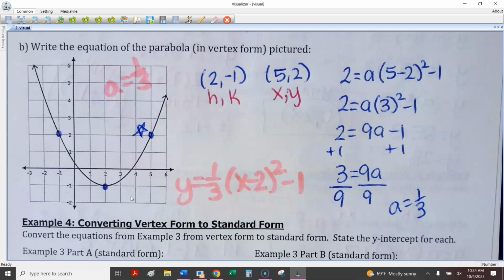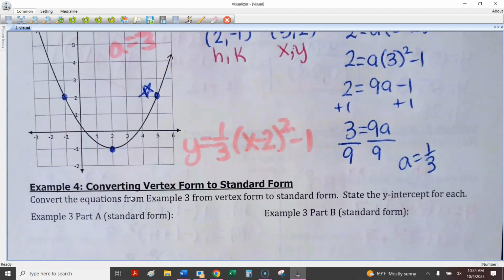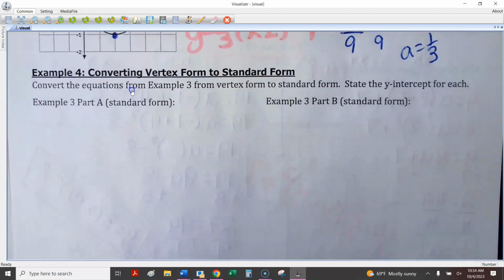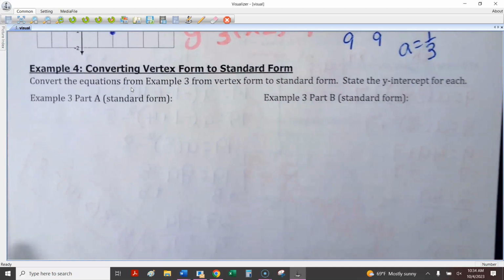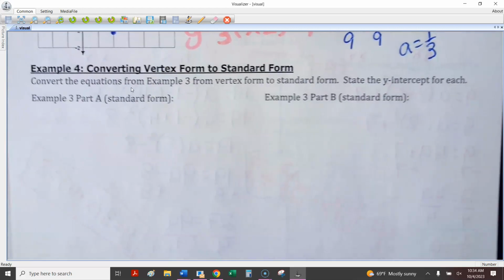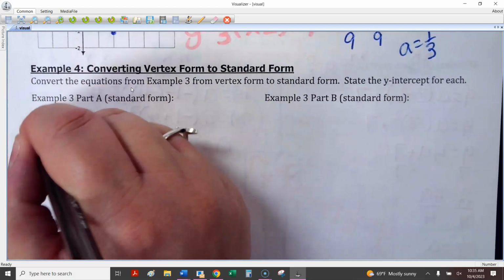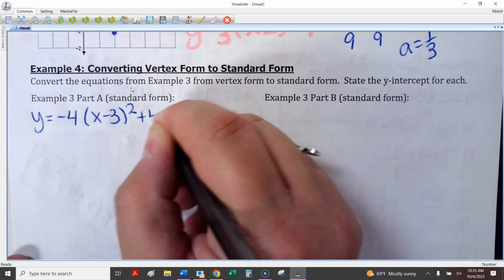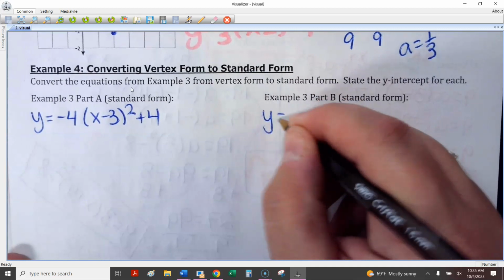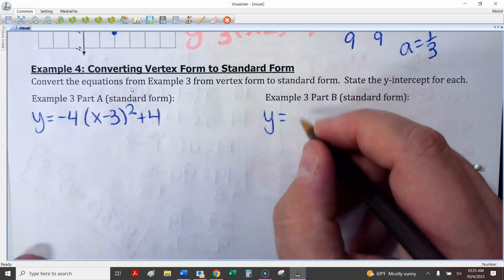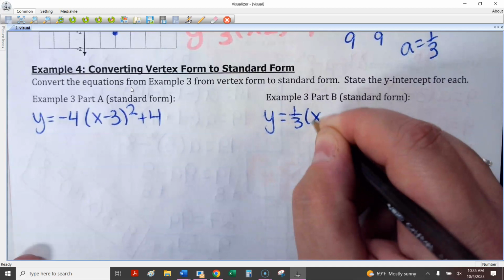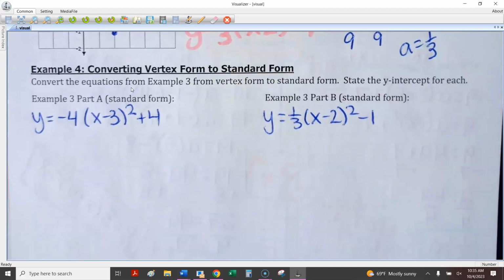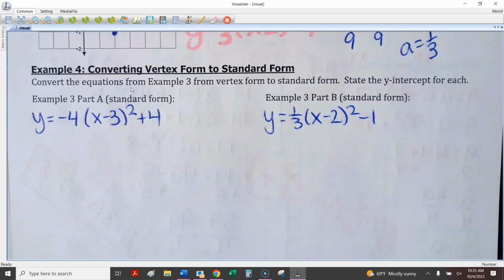Okay, now at the very bottom, I'm just going to have you practice this again. So those questions, we wrote both of the answers in vertex form. So the question down here just says, convert the equations that we just wrote into standard form. So for part A, I had -4 times x minus 3 squared plus 4. I'm just copying what I had written. And for the one that we had in part B, I had, let's see, 1/3 times x minus 2 squared minus 1. So all you want to do to put it in standard form is go ahead and multiply it out, get rid of the parentheses.